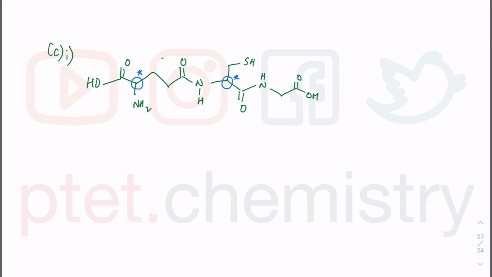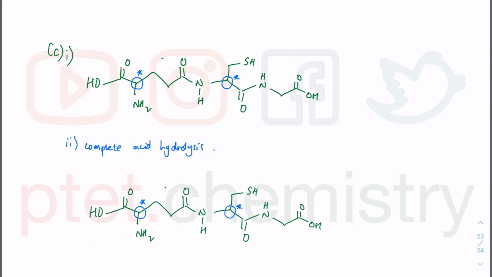Now you have complete acid hydrolysis. When you have acid hydrolysis, then your amide will break. Let me show you if I just copy paste that, because I don't want to destroy that diagram. If I just remove that chiral center first of all, you have an amide there and you have an amide there. So I'm going to break there and I will break here.